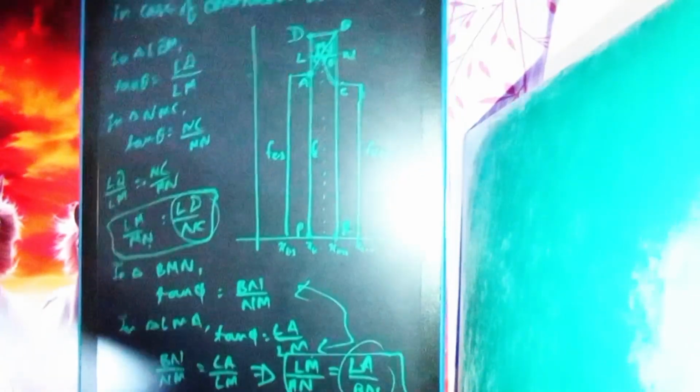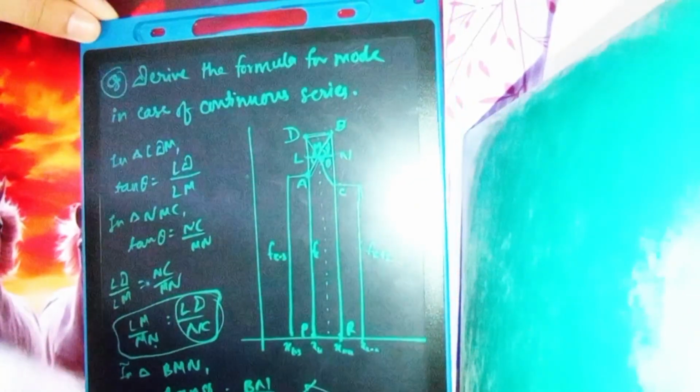I'm writing the same thing, okay. Now here, we are up to where we wrote LM by MN is equal to LD by NC is equal to LA by BN. When LD by NC is equal to LA by BN, we can write that LD plus LA by NC plus BN will also be equal to this, and also equal to this thing. This is a simple fraction property, you have to remember it.